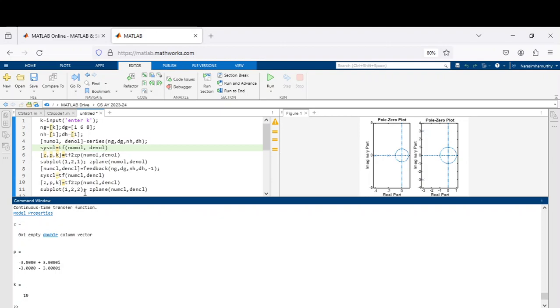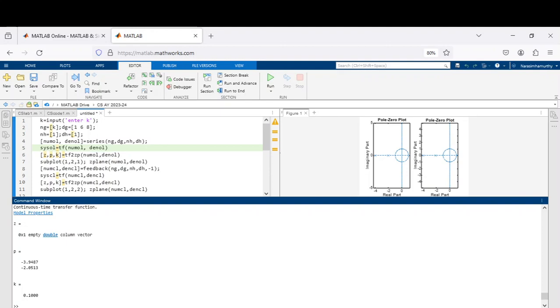Now suppose I give a value of k which is a bit less. Let me give it as 0.1. If I give the value of k as 0.1, you can see the poles which were at minus 2 and minus 4 in the open loop transfer function have now moved to minus 2.05 and minus 3.94.